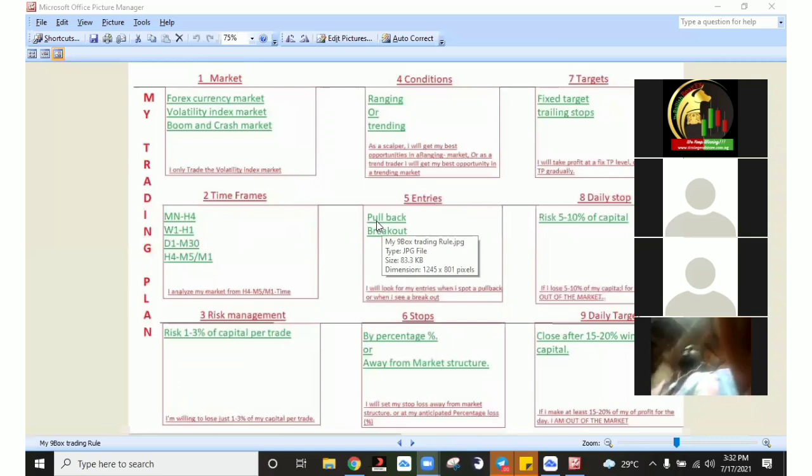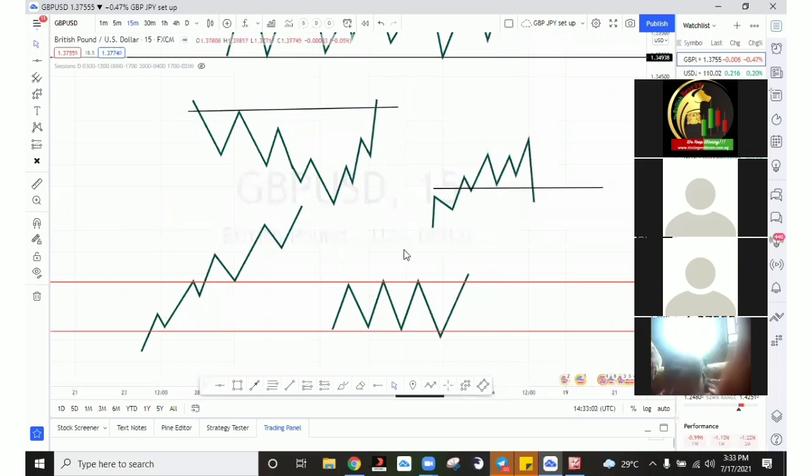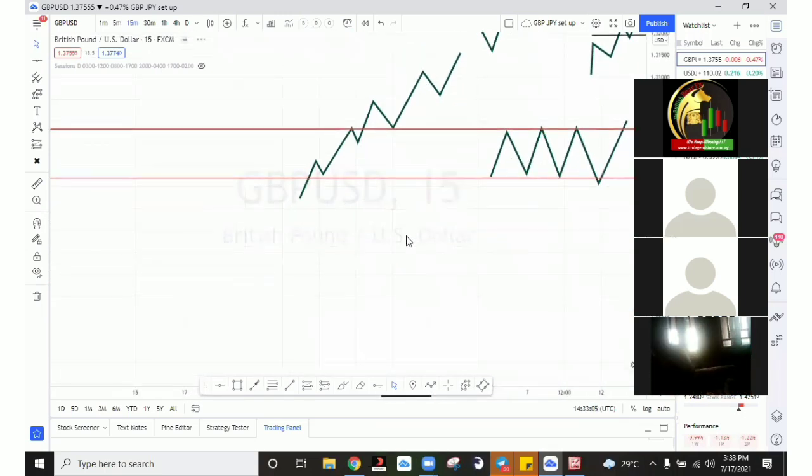So you can do a pullback, you can do breakout, but you want to ask yourself, what should I really stick to? Okay, you can do the two, you can also stick to one. Like me myself, I do the two. I trade from breakouts and I also trade from pullbacks. Okay, if I will give a little illustration on that also, let me take it up here.